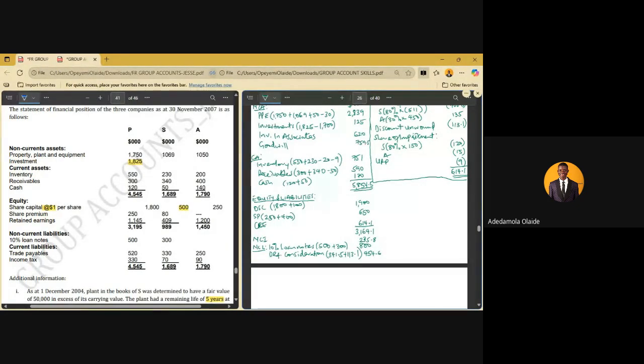Then the current liability, let me just put it here. We have trade payables. 520 plus 330 minus the intergroup account of 50. How much would that give us? Income tax. What do we have? 330 plus 70. What do we have? 400. This will still be 800. What's the summation?